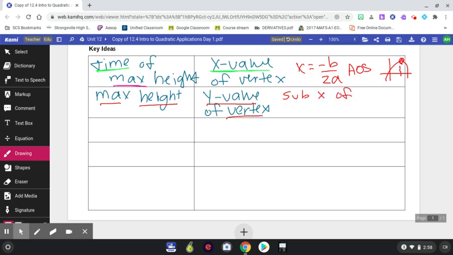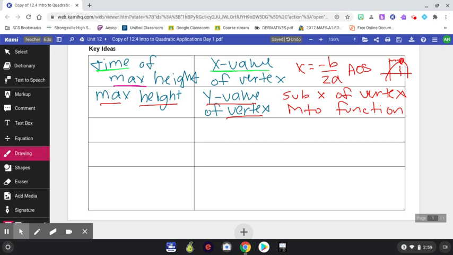So I'm going to substitute the x of the vertex into my function and evaluate. So again, going back up to this graph, the y of the vertex would be that maximum height.